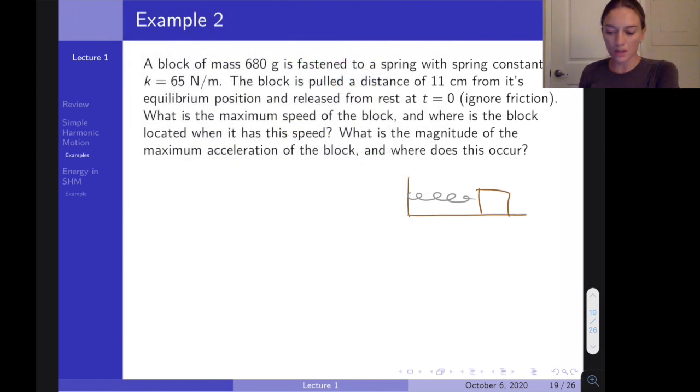So there are a few things we can solve for right away. Right away we know the amplitude, right? Because they tell us that it's pulled 11 centimeters. So right away we know that the amplitude is 11 centimeters. Sorry, 0.11 meters. And we can also find the angular frequency right away because they give us k and they give us m. So let's find the angular frequency.